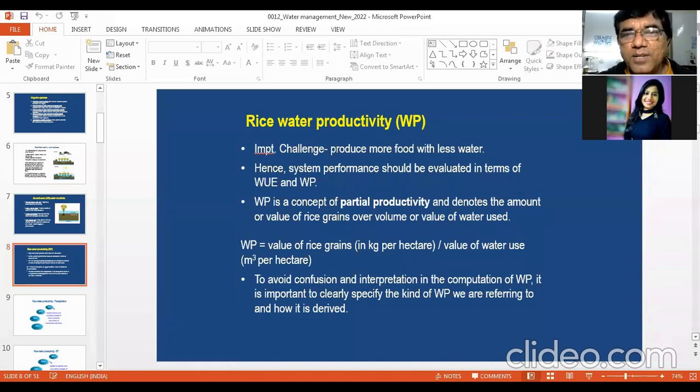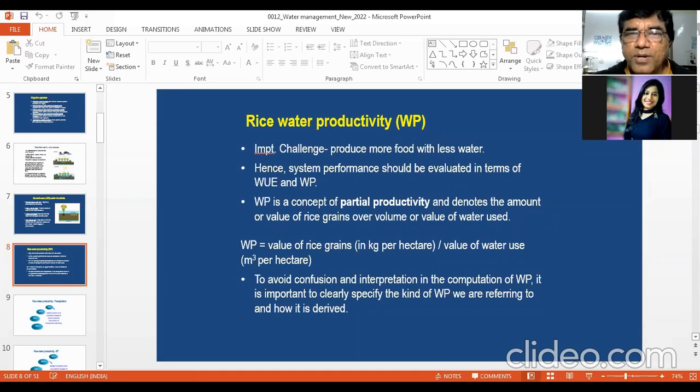And water productivity we can calculate based upon the quantity of water applied. How much water is applied by irrigation, how much water is applied by rainfall, and rainfall plus irrigation. So that will make your water productivity. You will get more clarity in just 2-3 minutes.